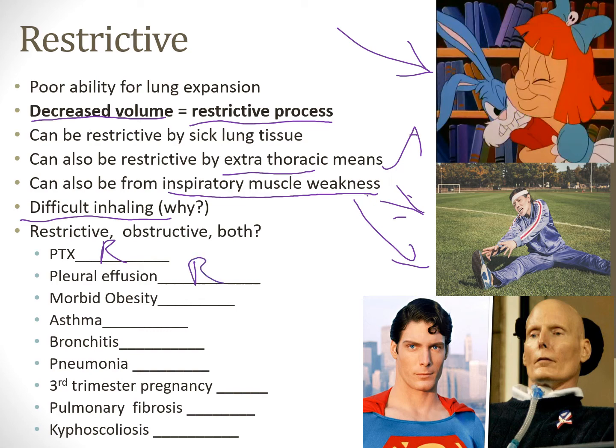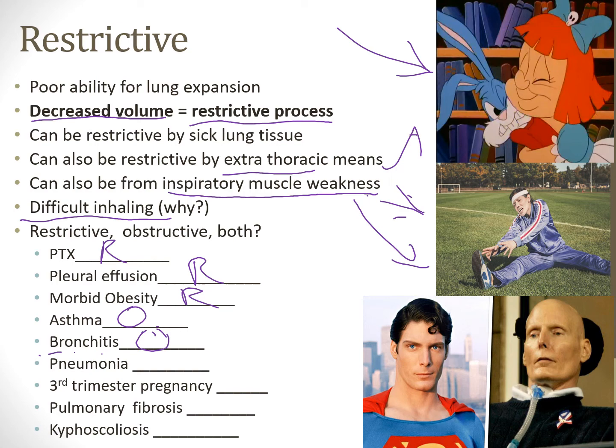Morbid obesity, does the lung tissue have the ability to expand, or is there something sort of pushing it down and causing it to be smaller? So it's causing it to be smaller, decreasing expansion. That's going to be restrictive. Asthma, well, you know that's where the radius of the airways goes from large to small. So this is going to be obstructive. Bronchitis. Itis is inflammation of the bronchioles. So what's happening to the radius of the airways? The radius of the airways is decreasing. So this is going to be obstructive.